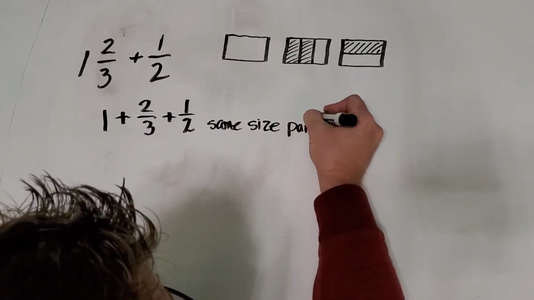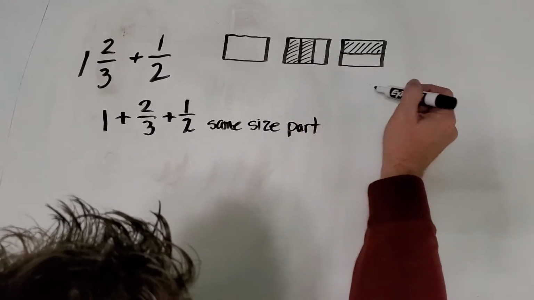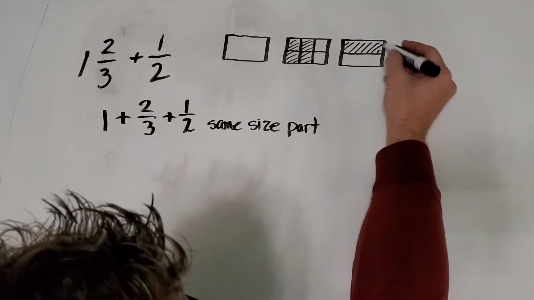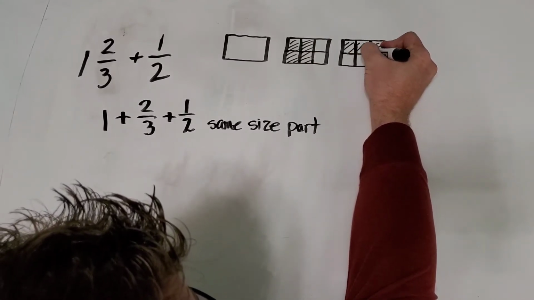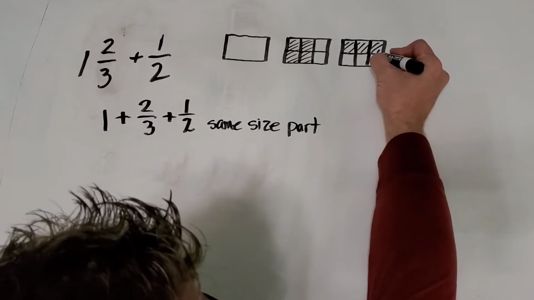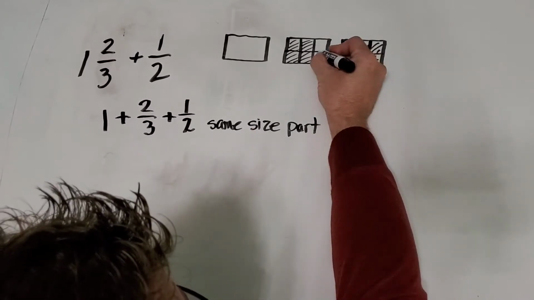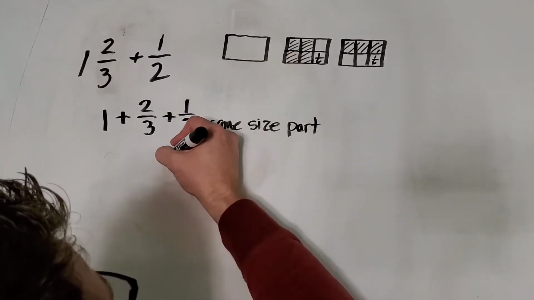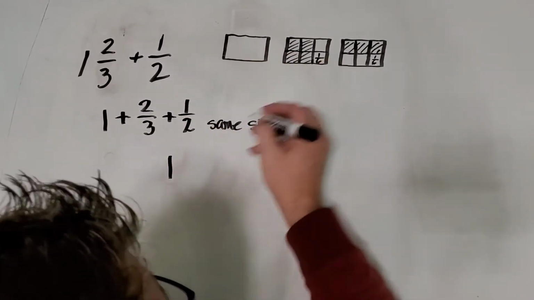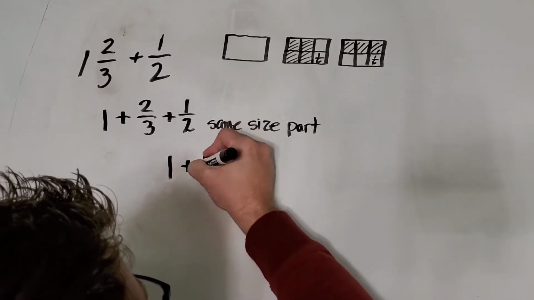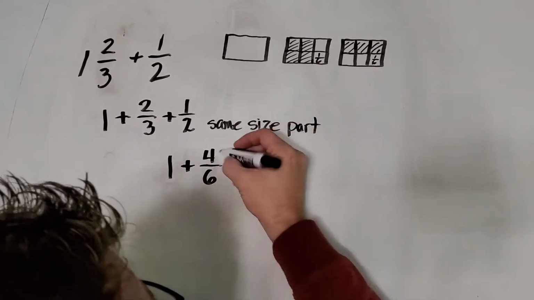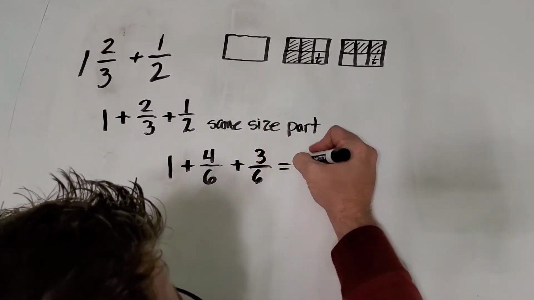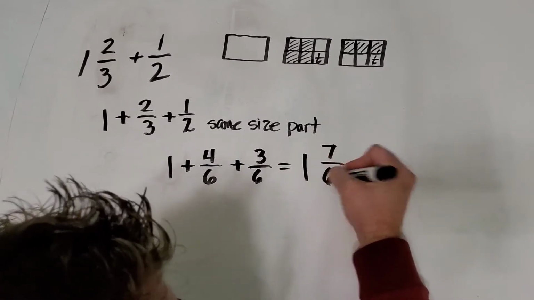So what we need to do is we need to cut these up a little bit more. For example, if I cut this one into halves and I cut this one into thirds, I now have the same size parts, which are all 1/6. So what I've now created is I still have my whole, which is 1. I have 4 of these sixths. And I also have 3 more of these sixths. For a total of 1 whole and 7 sixths.